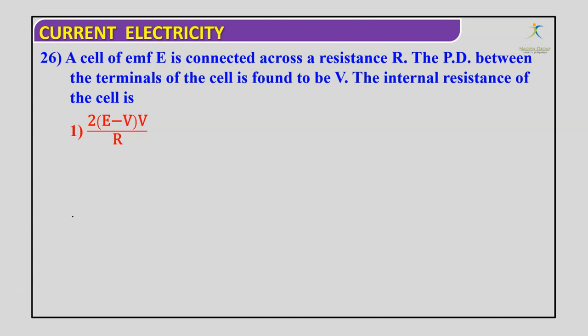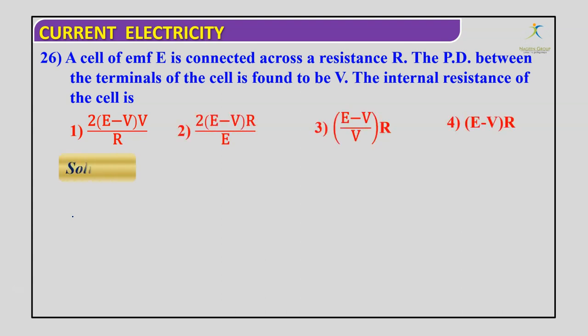Next question: a cell of EMF E is connected across a resistor capital R. The potential difference between the terminals of the cell is found to be V. The internal resistance of the cell is, we have these options. Let's pause this video and try to solve it by yourself, and let's match your answer with my answer.